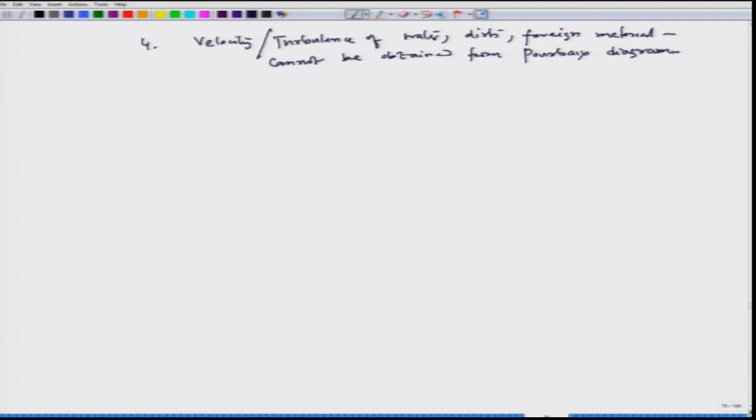So that means it is very clear that though the Pourbaix diagram gives a lot of information about the possibilities, it cannot give us any information about what is actually happening. So in order to know what is actually happening, we need to understand the kinetics of corrosion. So now we end our Pourbaix diagram. We will move on to kinetics of corrosion from the next lecture onwards. Let me stop here. Thank you very much.